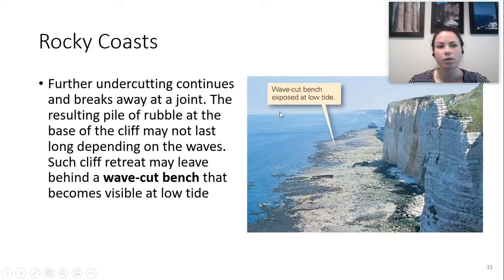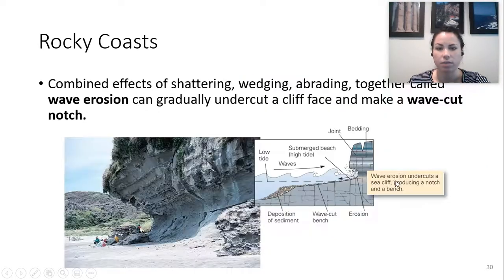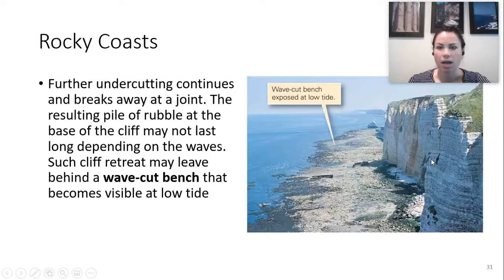So when we have further undercutting, it can break away at a joint. So instead of just eroding away just a part of the coastline here, it can actually take away whole joints. And so a whole sheet, for example, could get broken off. And the cliff can retreat, which leaves behind a wave-cut bench that becomes visible at low tide. So here's an example of some of that rubble that's left behind that we see exposed at low tide.